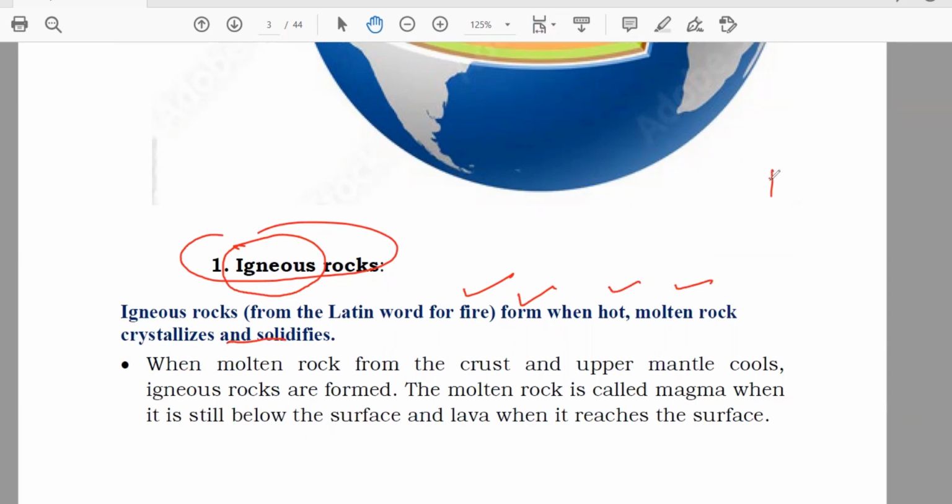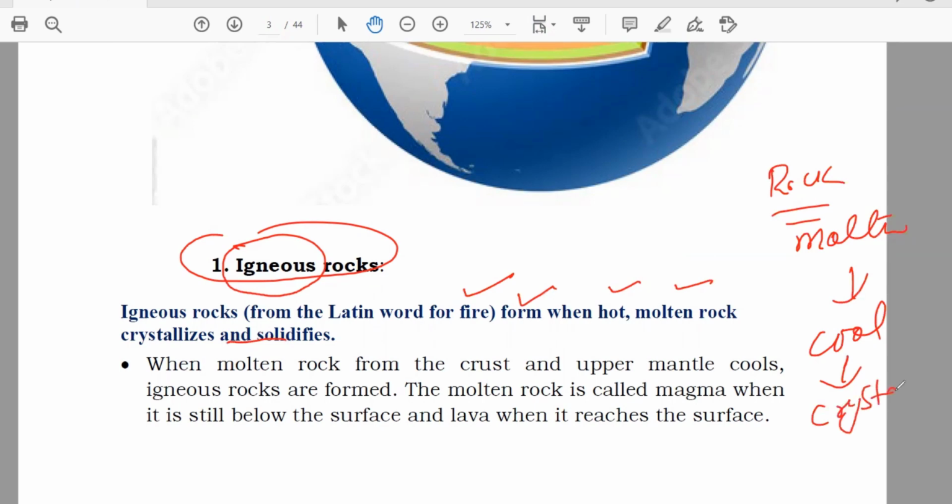Now, if you have a rock in a molten form, and then it cools down, it will become the form of crystals. That is known as igneous rock. Now we'll see the process in detail, how they are formed. When molten rock from the crust and the upper mantle cools, igneous rocks are formed.